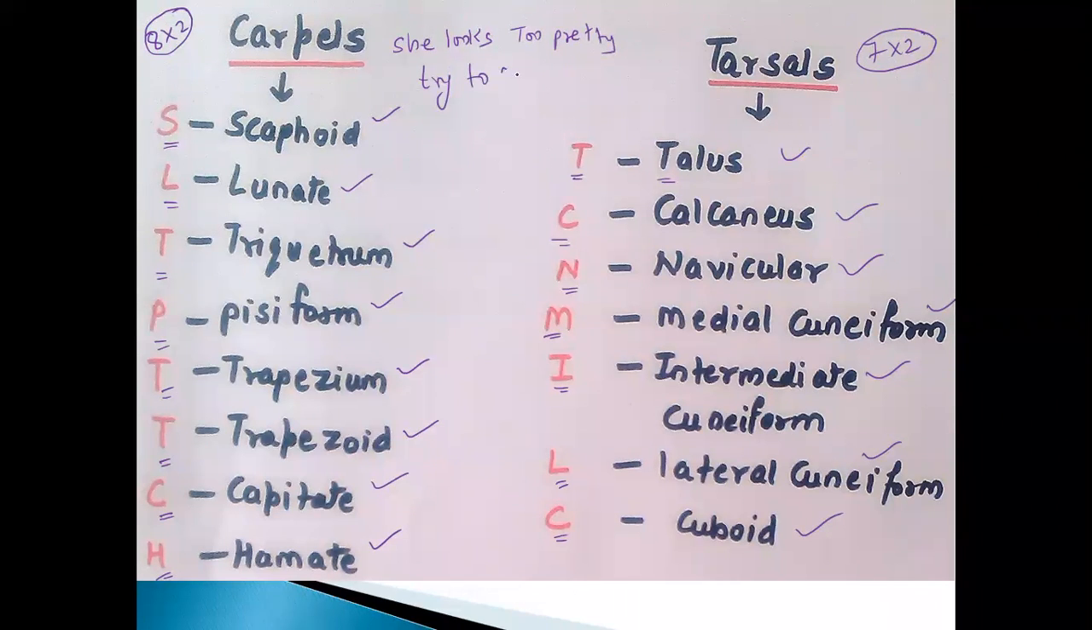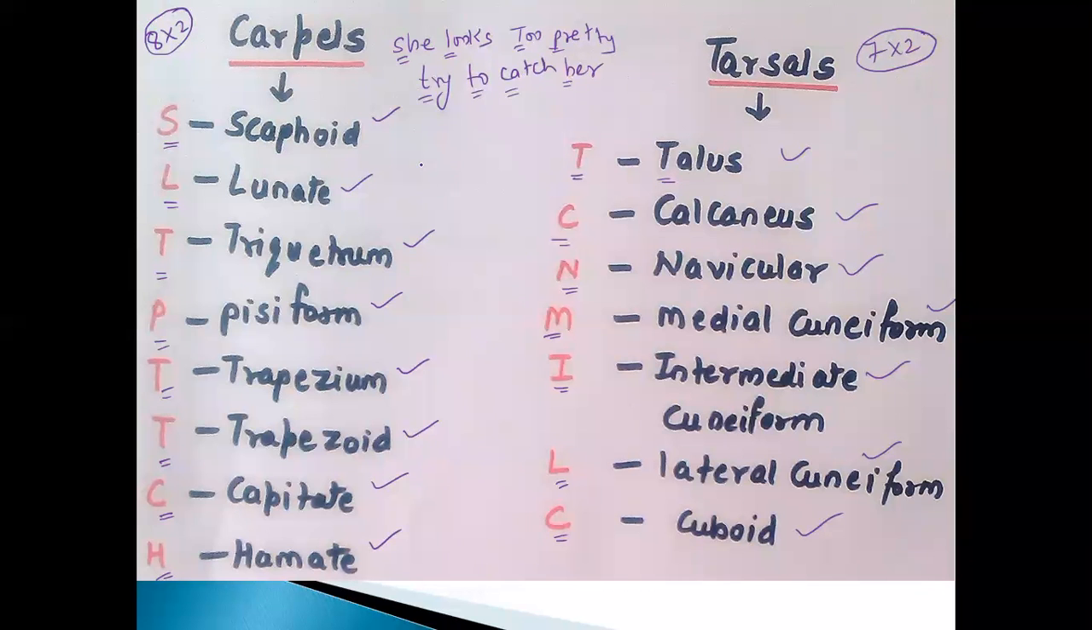Try to catch her. If I make this sentence, "She looks too pretty, try to catch her," you will get the carpals: scaphoid, lunate, triquetrum, pisiform, trapezoid, trapezium, capitate, and hamate. So this is a shortcut to remember carpals.